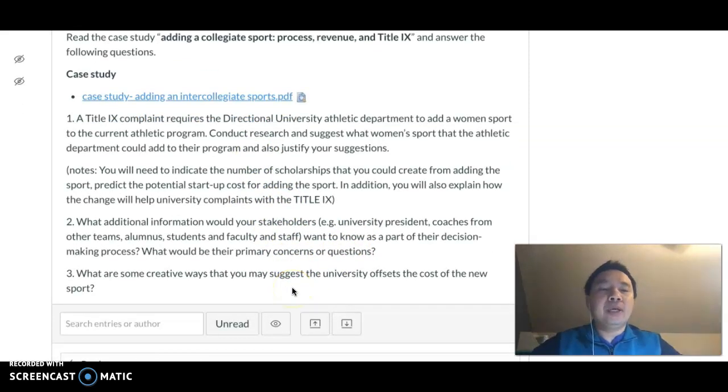The second question is, when you come up with the idea and submit this proposal to the presidents, you will also have to justify the idea, right? So you have to think about what kind of information you need to provide to persuade those stakeholders, including university presidents, coaches for other teams, alumni, and students and faculty and staff, right? You will have to think about what would be their major concern when adding this particular sport. So that's the second question you will have to justify.